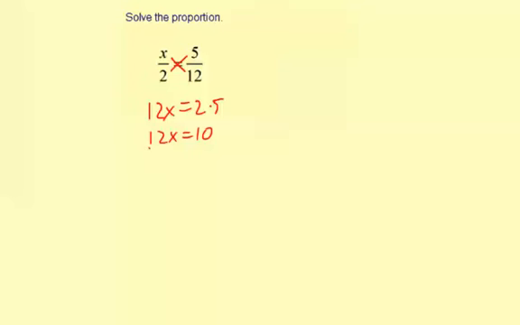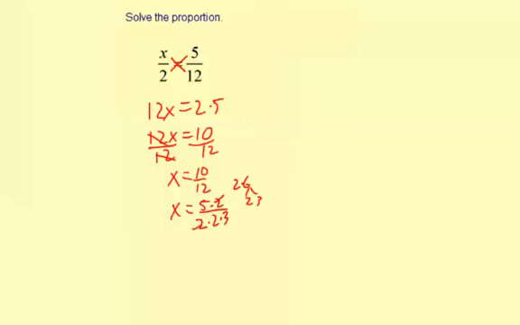And then to solve it, divide by 12 on both sides. These 12s simplify out, so we have x equals 10 twelfths. And this can be reduced by 2 because 10 is 2 times 5, or 5 times 2, and 12 is 2 times 6, and 6 is 2 times 3. So we could say 2 times 2 times 3 for the 12.